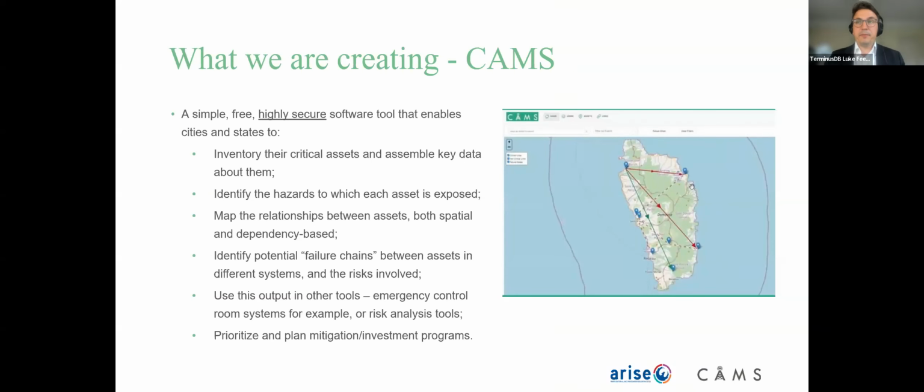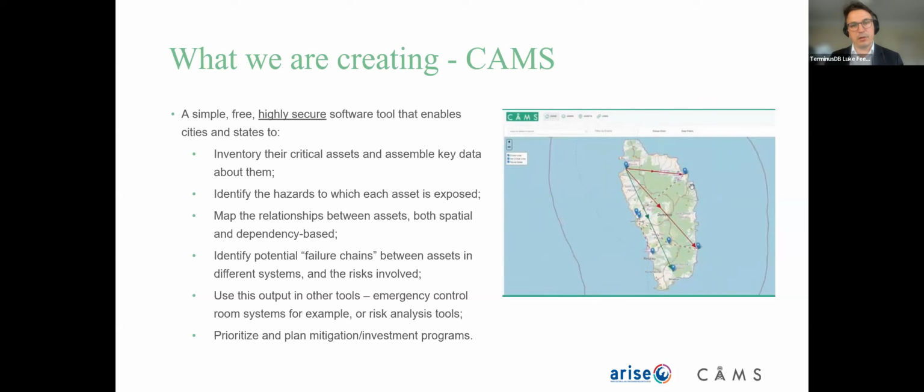So what we're building is a simple, free, highly secure software tool that enables cities or states to inventory their critical assets. So make sure that you know what critical assets you have, and identify the hazards to which each asset is exposed. So you can understand, if there's a landslide, these are the assets that might be exposed. If there's a hurricane, these are the ones that might be exposed. If there's a flood, these are the ones that might be exposed. Then map the relationships between those assets so that you can understand those chains, identify the potential failure chains, and then use that output in other tools.